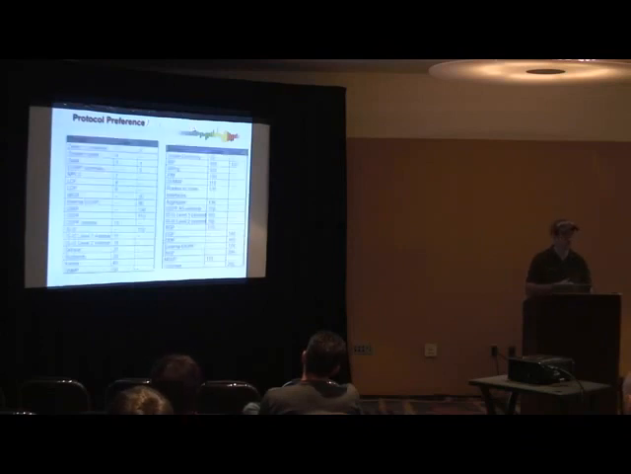So here is a table that just shows the relative weights of the different protocol preferences. Again, there are some differences between vendors, but generally they're more or less the same. OSPF is more preferred than ISIS. ISIS is more preferred than BGP, and so on and so forth.